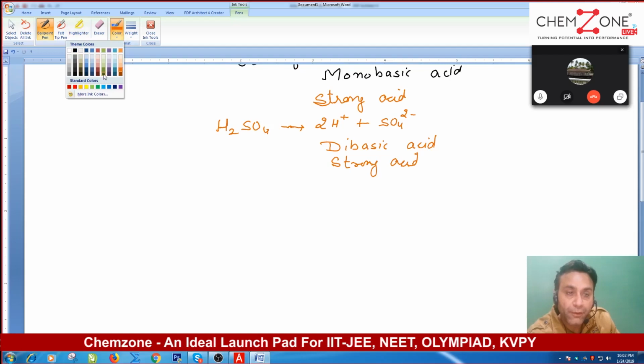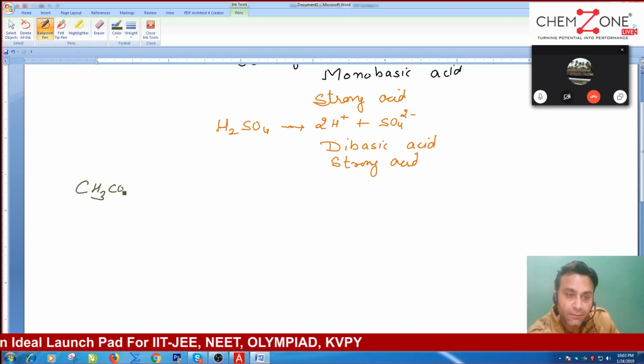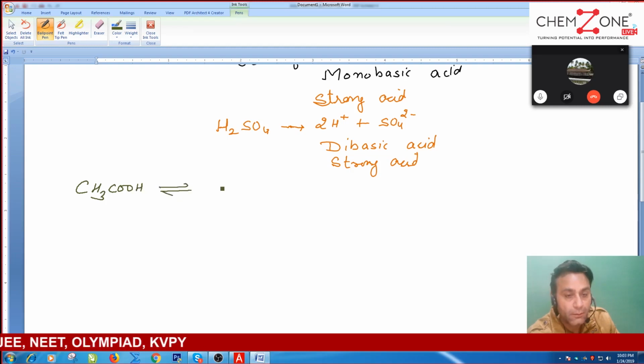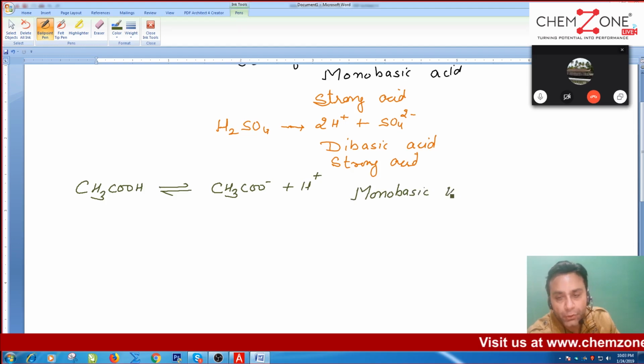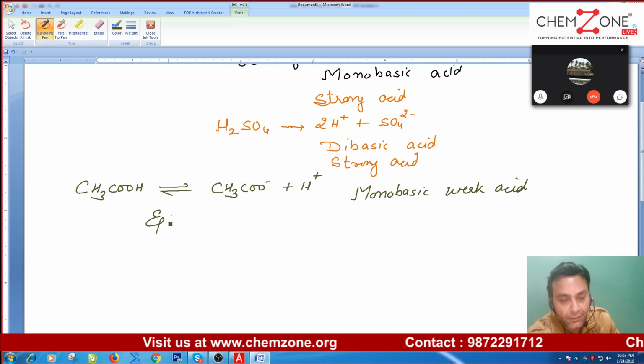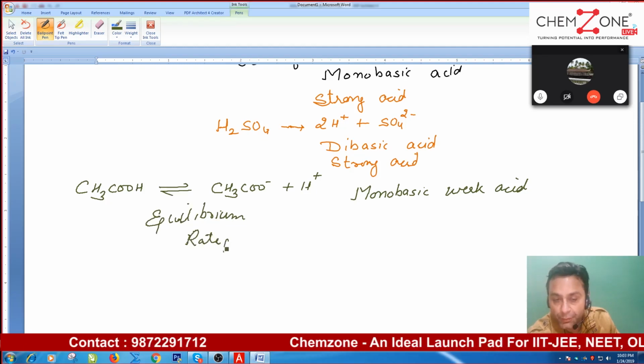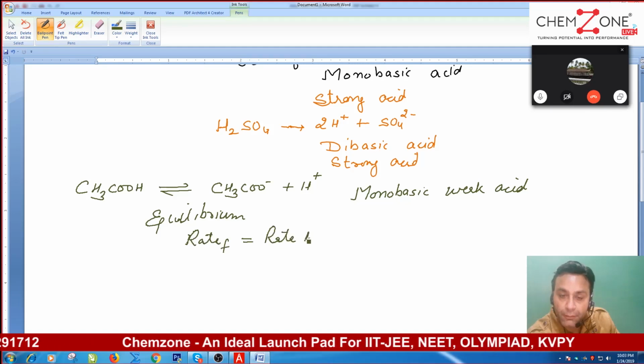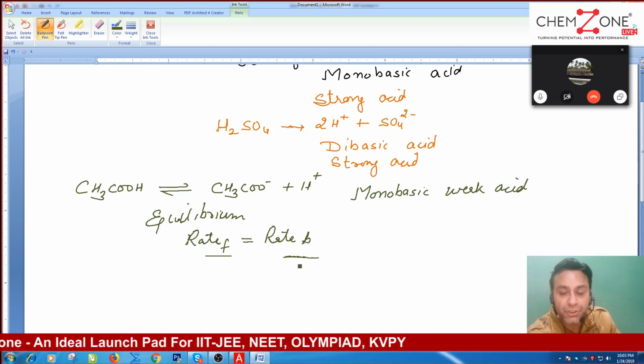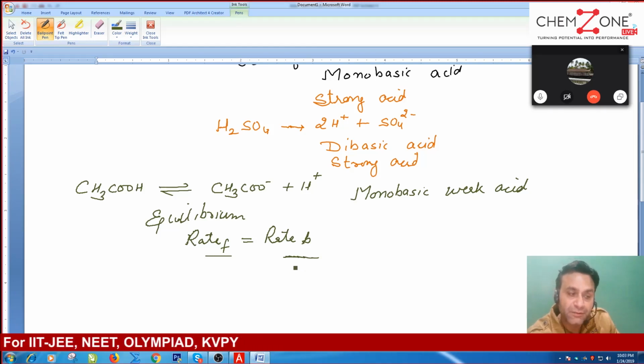And if I give you another example, acetic acid, right? It is again a monobasic acid. But it's weak. How do you know that it is a weak acid? Because it can go in both ways. It's reversible. Its system is in the state of equilibrium, where we can say the rate of the forward process is equal to the rate of the backward process. It means its dissociation and recombination are occurring simultaneously in both directions. It's a weak acid, right?